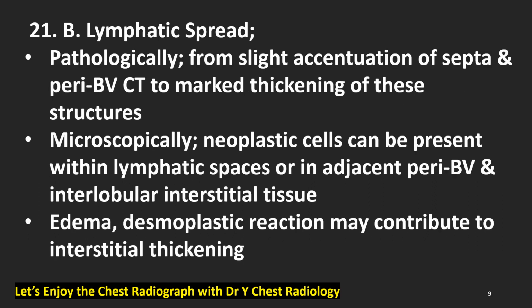Lymphatic spread too. Pathologically, from slight accentuation of septa, interlobular septa, and peribronchovascular connective tissue to marked thickening of these structures. Microscopically, neoplastic cells can be present within lymphatic spaces or in adjacent peribronchovascular and interlobular interstitial tissue. Edema and desmoplastic reaction may contribute to this interstitial thickening.